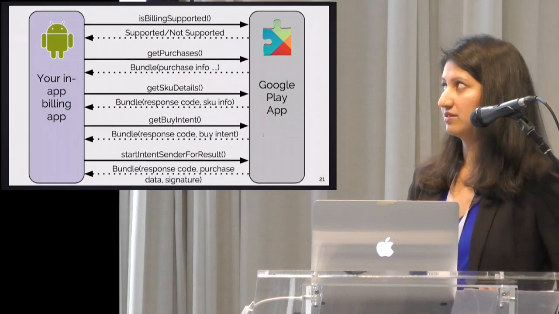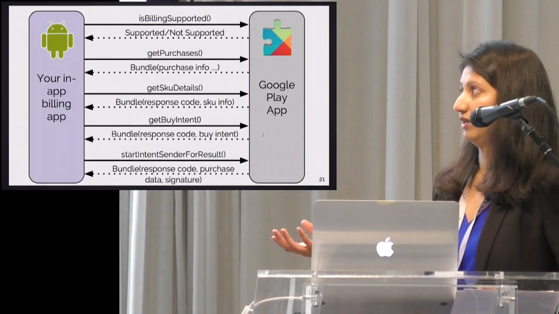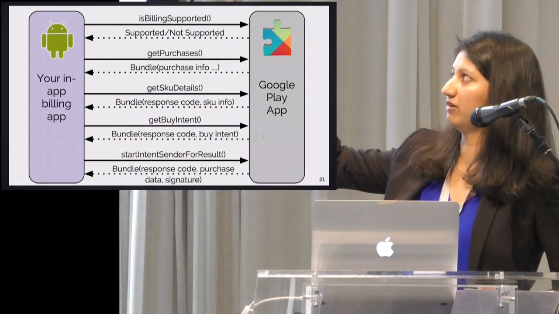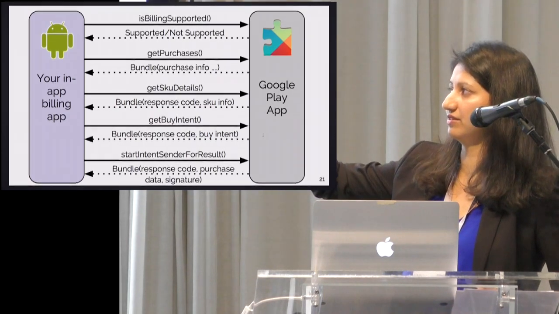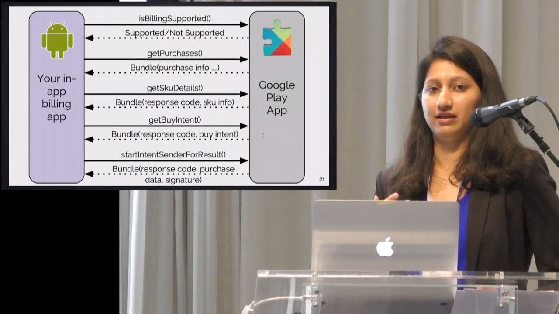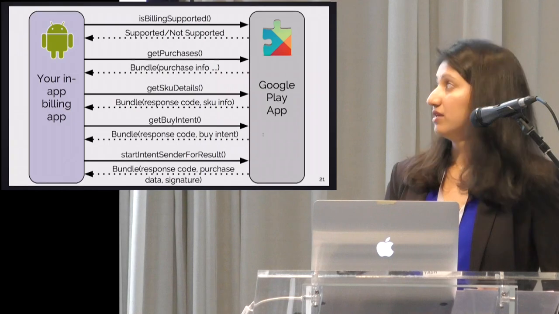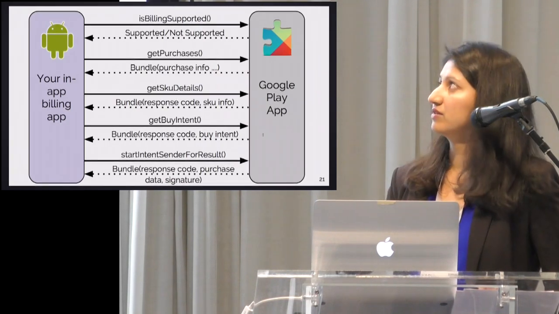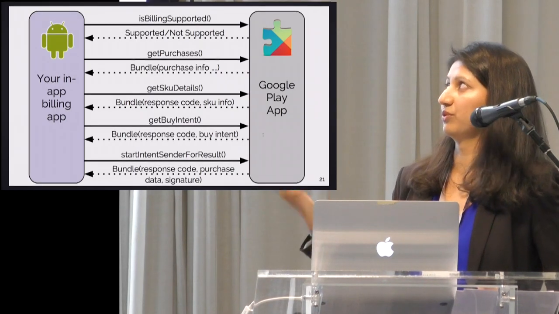So this brings us to what we are going to use. We have the AIDL file, we have the IAB helper Java class. There are a couple of convenience methods that you could use to launch the purchase flow to complete the purchase transaction. The first one is checking if billing is supported.